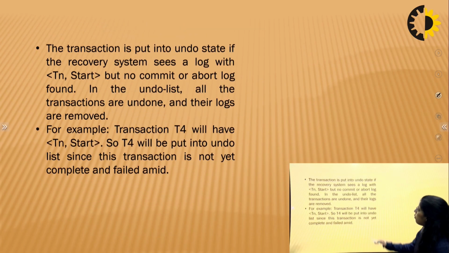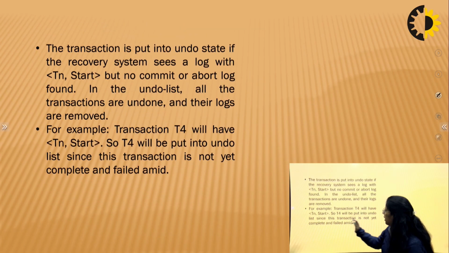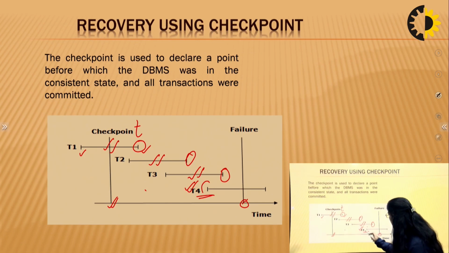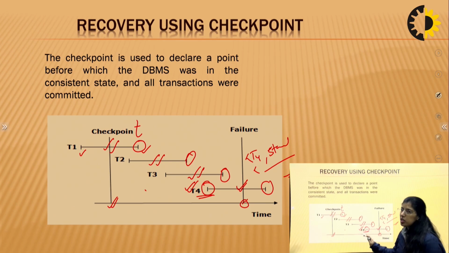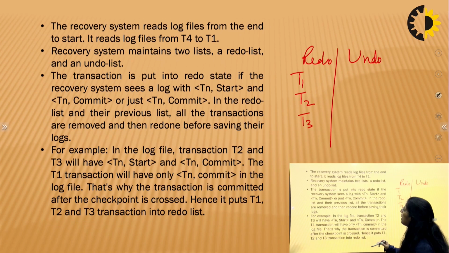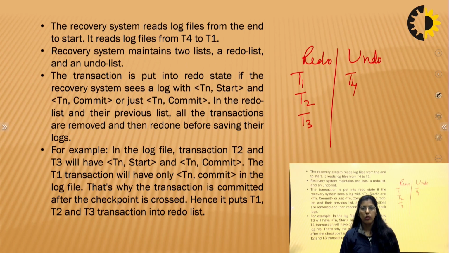But for the 4th transaction, it has the start, but there is no commit, because before committing, the system failure occurred at this particular time. So this T4 transaction's log file will have T4 start, some modification, and no commit statement. So what will it do? Any modification done by this particular transaction will be undone. So undo will happen in the case of T4.